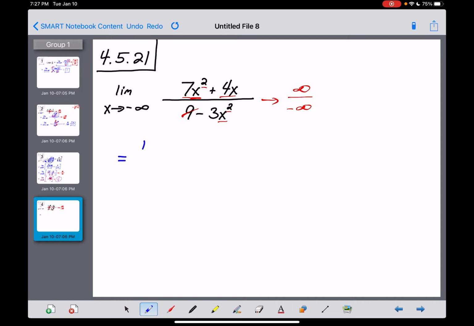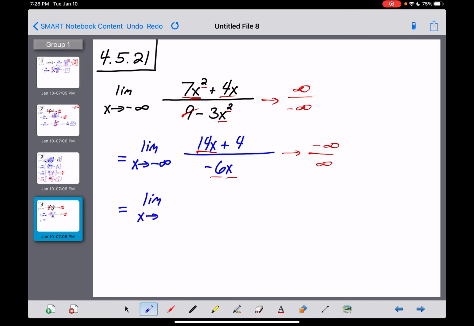So this limit is equal to, again, the limit as x approaches negative infinity of, let's just take the derivative of the top and the derivative of the bottom. Derivative of the numerator is going to be 14x plus 4, and on the bottom, looks like we're going to end up with a negative 6x. So what happens when we let x approach negative infinity here? 14 times negative infinity is approaching negative infinity. Negative 6 times negative infinity, we're approaching positive infinity. We got another indeterminate form, but I think we're making progress.